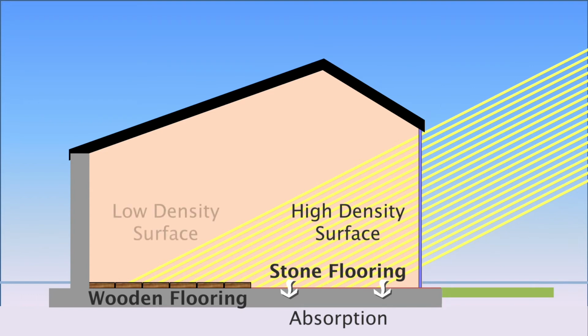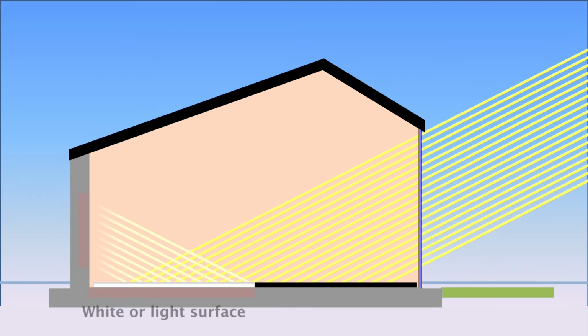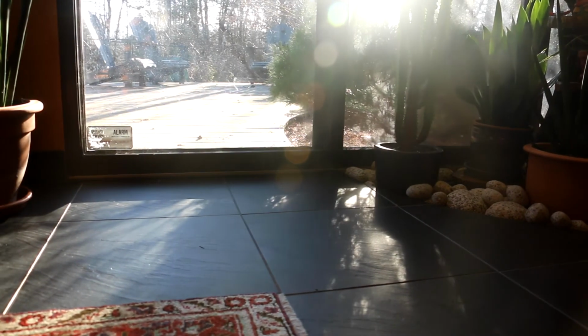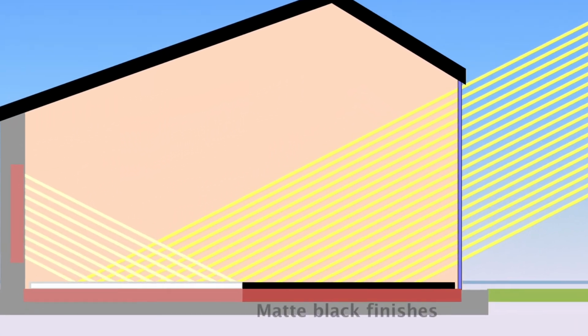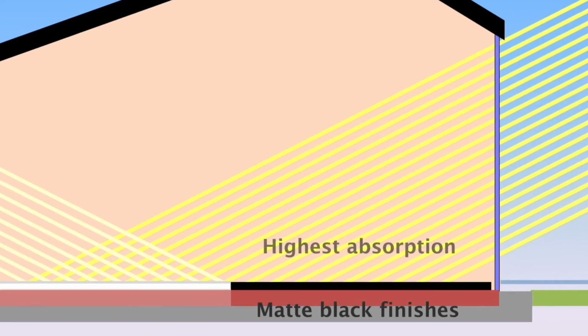If the materials are less densely packed or open-celled, they will not so readily conduct within themselves. Materials such as carpeting, wood, and cork flooring are of low density, and we call them insulators. We use them to slow the movement of heat. White and light-colored surfaces will reflect more energy, while darker surfaces will absorb more. Matte and textured surfaces will further increase absorption. Matte black finishes give you the highest energy absorption.